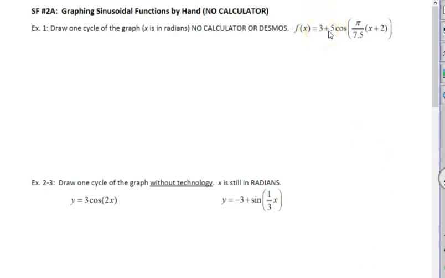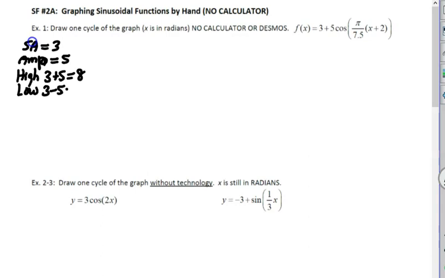3 is going to be our sinusoidal axis and 5 is the amplitude. So I'm going to write here sinusoidal axis equals 3, amplitude equals 5. Now that's going to give me 3 key points on the y-axis because I know here that y equals 3 is the sinusoidal axis, and then I can also find my high point because the high point is just the sinusoidal axis plus the amplitude, and the low point is the sinusoidal axis minus the amplitude, which gives me -2. So I'm going to have 3 key points, sinusoidal axis, high point, and low point, on the y-axis.